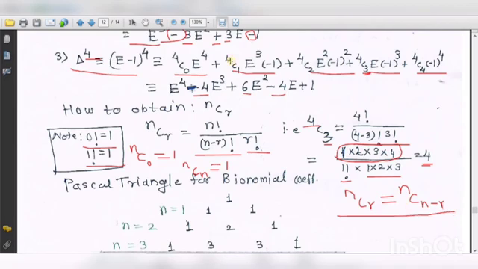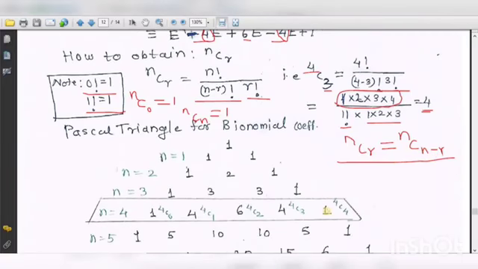Look here. If you observe 4C1, what is 4C1? That is r equal to 1. If you substitute, 4 is there, and here 4 minus 1, that is 3. So these two coefficients must be the same. Look at 4C3. 4C1 is 4, and also 4C3 is 4, as we have calculated. So we only have to consider half the values. The rest are the same, because we always have this formula nCr equals nC(n minus r).